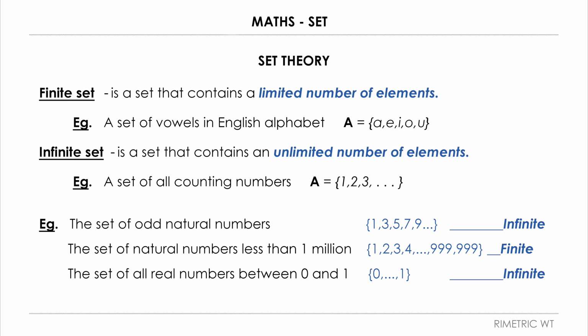In the listing method, infinite sets are usually expressed using partial listing, since it is impossible to list all of their elements. Finite sets, on the other hand, can be expressed using either complete listing or partial listing.